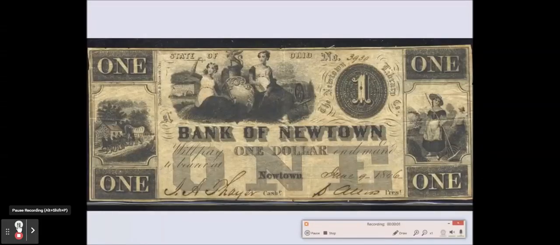Okay, so this is the Bank of Newton. It's in the state of Ohio. It was printed in Ohio by Doolittle and Munson in Cincinnati.